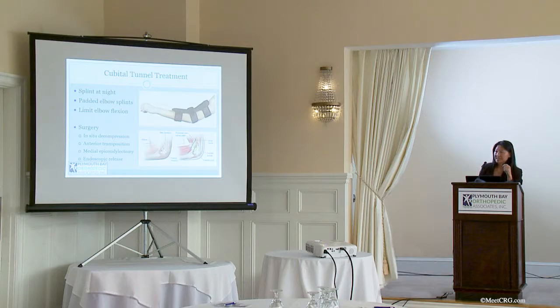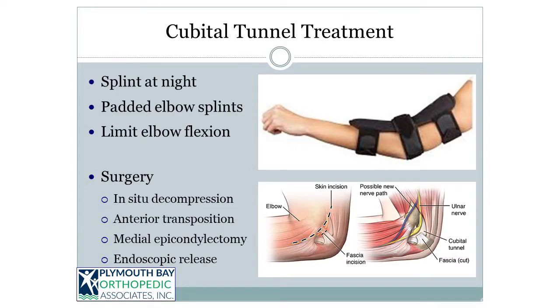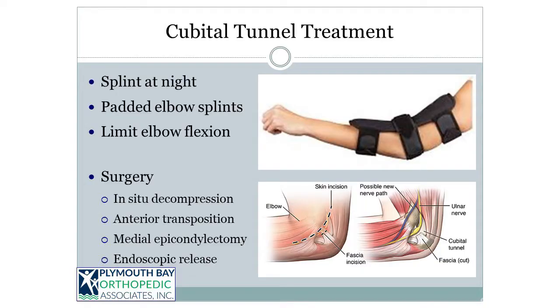So the treatments for this: this top picture shows a splint that you can wear at night, and it basically just helps prevent you from bending your elbows at night, hopefully relieving the symptoms so you can sleep through the night. Padded elbow splints during the day are mostly to relieve the pressure on the elbow if you're resting it on certain surfaces, and then just trying to limit the amount of flexion that you're doing in the elbow. In terms of surgery, most of these are treated with in situ decompression. There are a lot of other transpositions, but what they found is most people just need the decompression in that area, so we just open up that space.